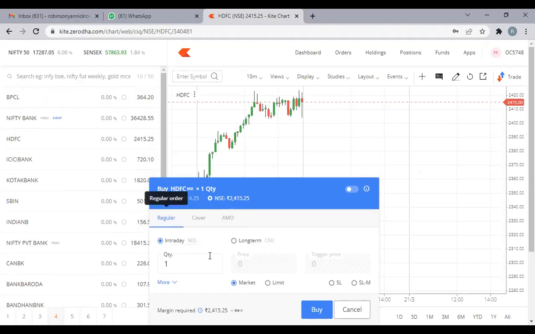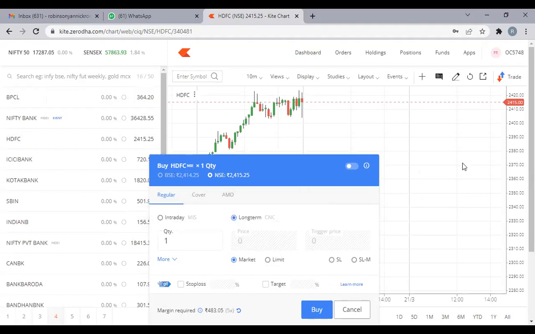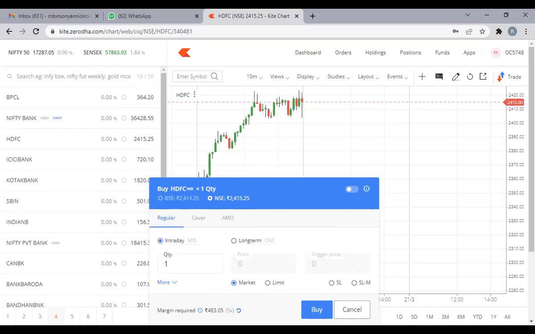So intraday means, for example, for buying long term, look at this. You can see the difference here. In long term, you can see the margin required is 2,415. If you go for intraday, how much is the margin required? 483 point something. Here I'm marking 5x. If you have 483 rupees, you can buy one quantity. For example, if you want 10 quantities, you need 4,830 rupees.